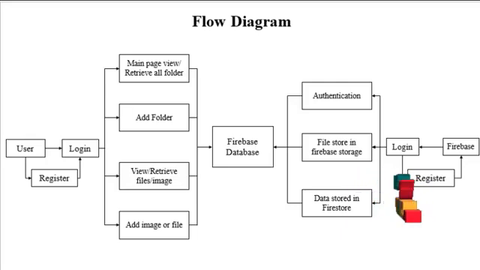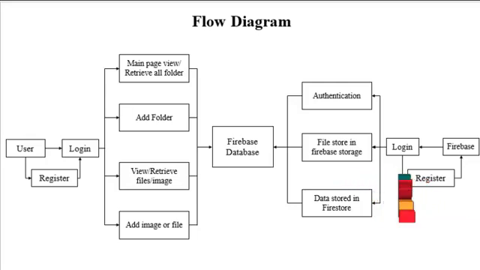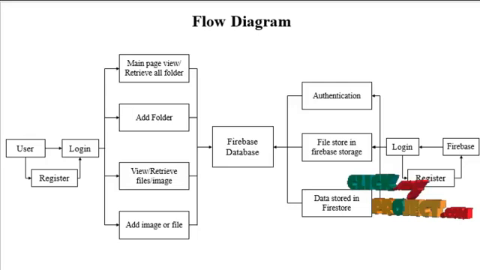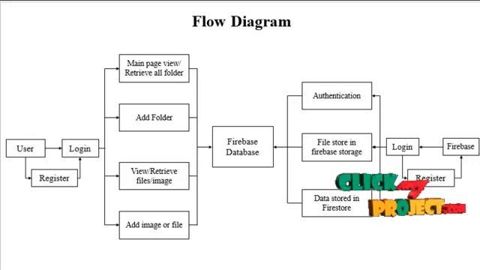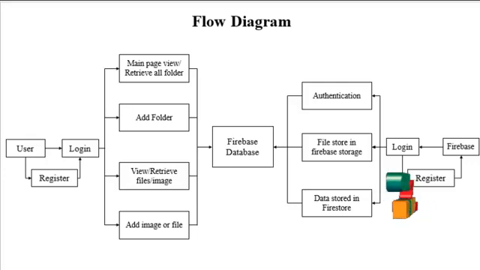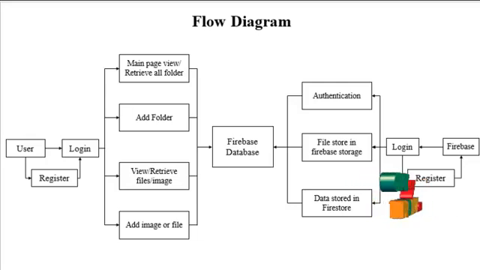For example, a birthday folder separately, a family folder separately, a tour package folder separately. If you want to create a new folder, click the plus icon, the floating action button, of the project. Then click add new folder. Then view or retrieve images.